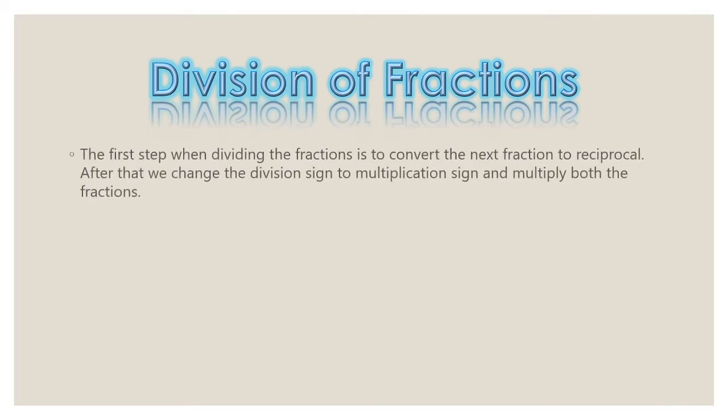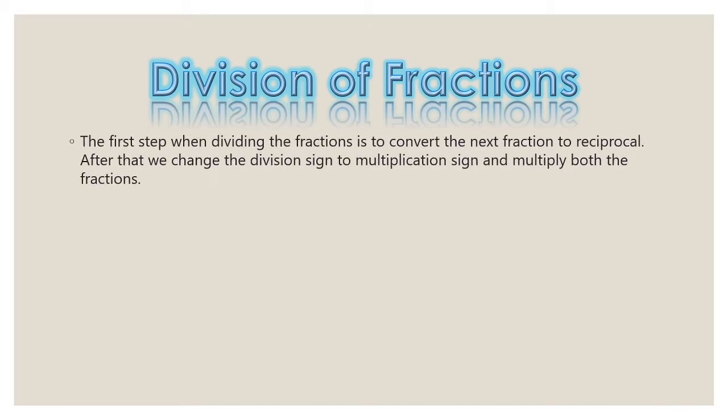Now let's see the division of fractions. The first step when dividing fractions is to convert the next fraction to the reciprocal fraction, and after that we have to change the division sign to a multiplication sign and multiply both fractions. Let's understand it with an example.